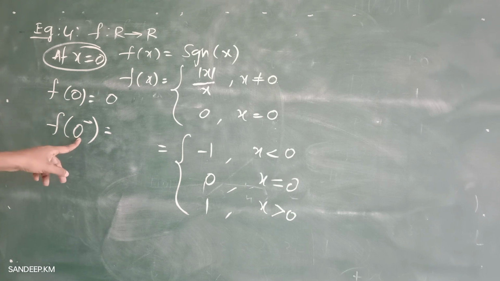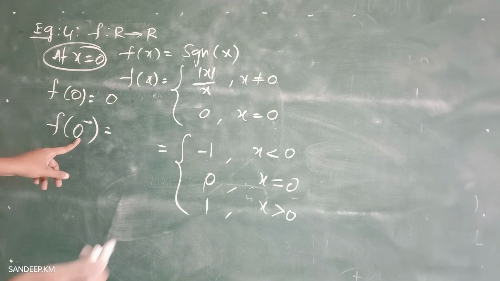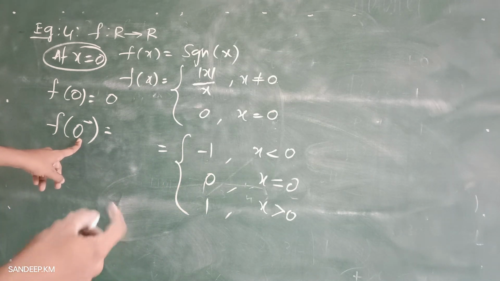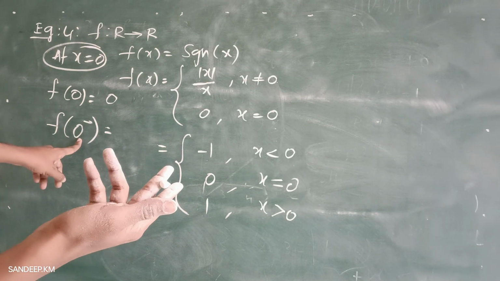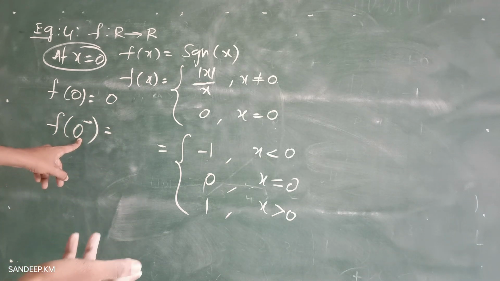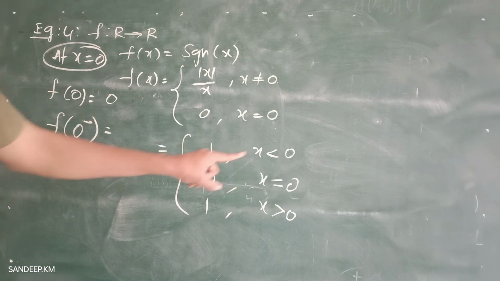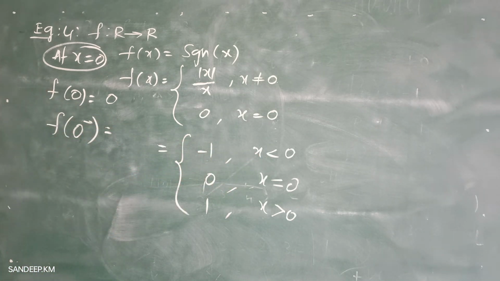When your input is just lesser than 0, is it a negative number or a positive number? Just less than 0 means a negative number only, right? So your input is negative, and the answer is minus 1. Therefore our left hand limit is equal to minus 1.